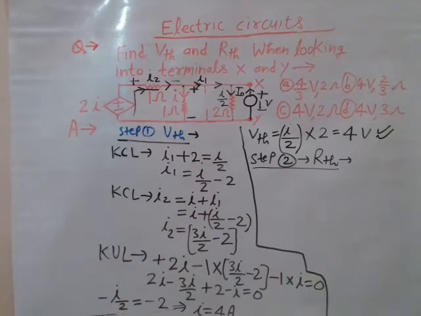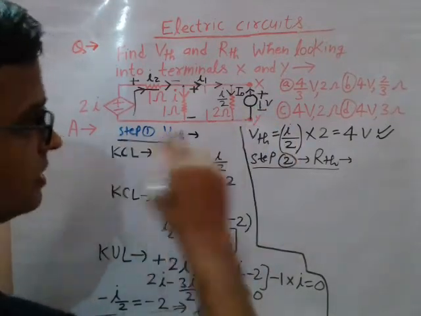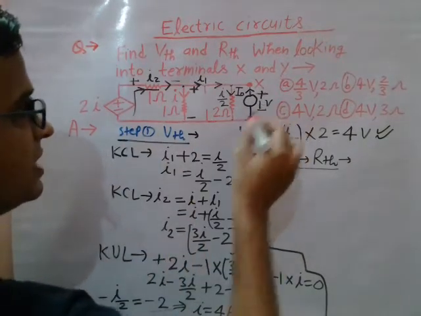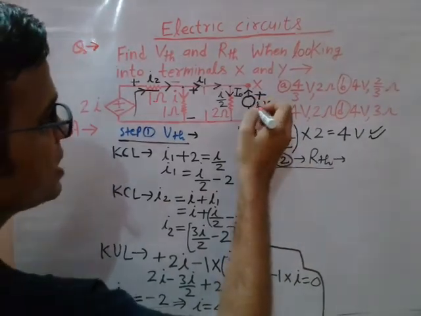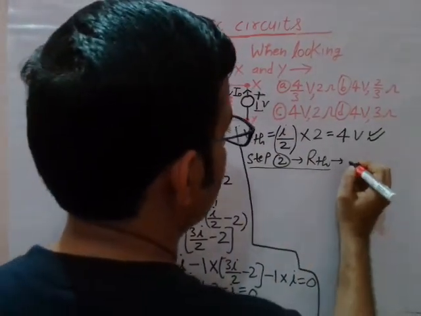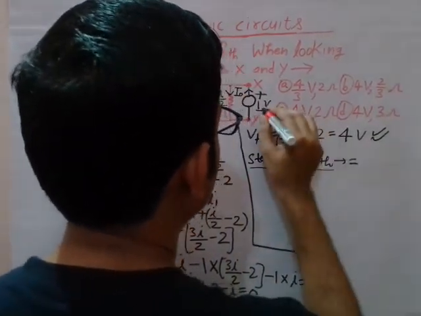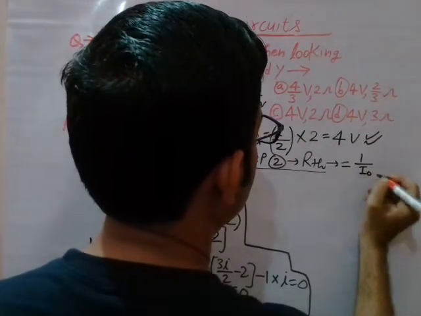So why 1 volt? For simplicity only, because if you multiply or divide by 1, it would be easier in calculations. So I am choosing a 1 volt voltage source. It is delivering current I naught. In that case, the value of RTH would be V by I. That means 1 divided by I naught would be the RTH.